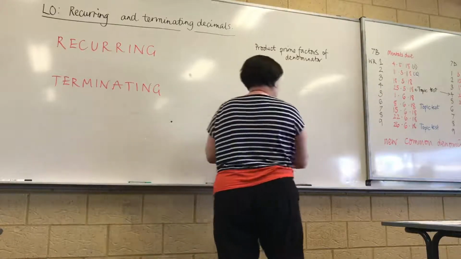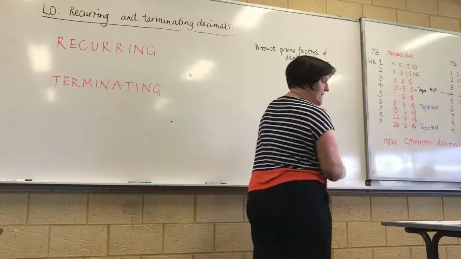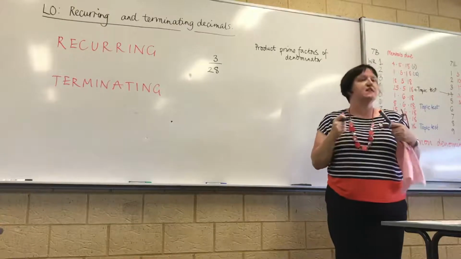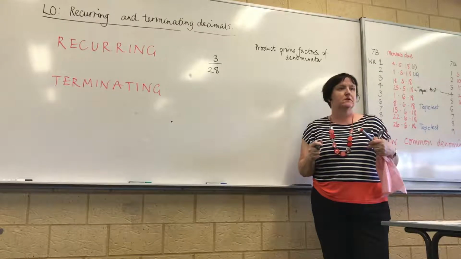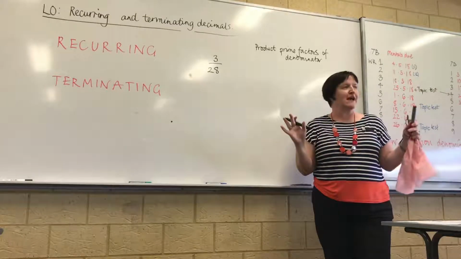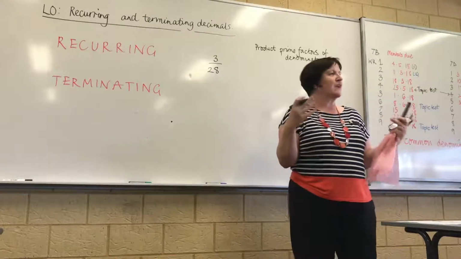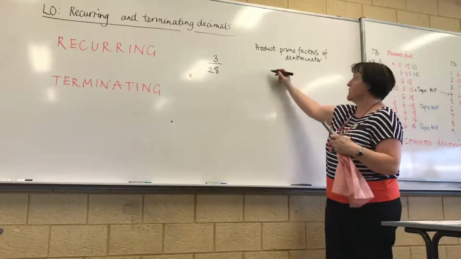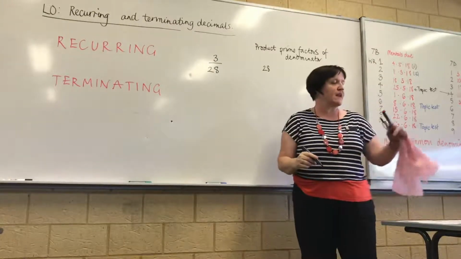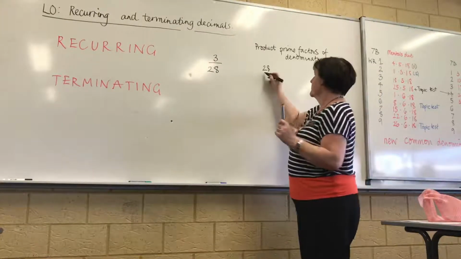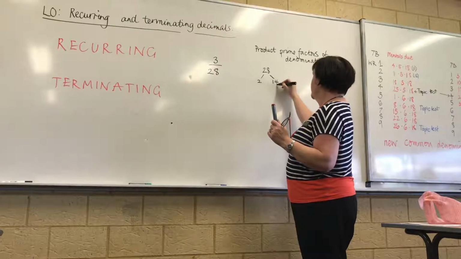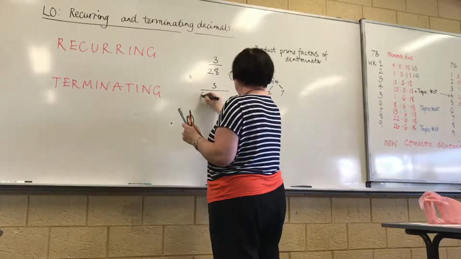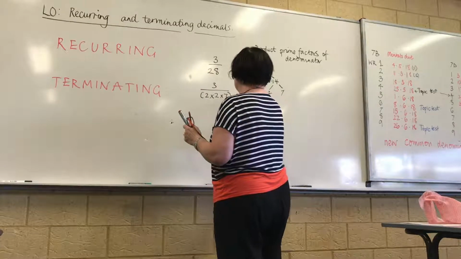So we're going to do 3 over 28. So we use the denominator. No, don't do it on your calculator yet, because your calculator will tell you whether it's recurring or terminating. I want you to see, we're going to find out. So we need to do the factor tree of 28. Who can do that one for me? 2 and 14, and then 2 and 7, that's right. So it's 3 over 2 times 2 times 7.